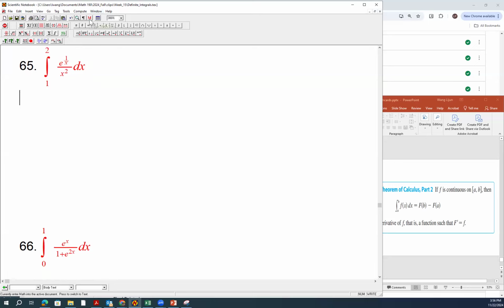So in this case, we're going to have u equals 1/x. So du equals negative 1/x squared dx. We have a dx over x squared already, so we will need that to be substituted. So dx over x squared equals negative du. And then the table.